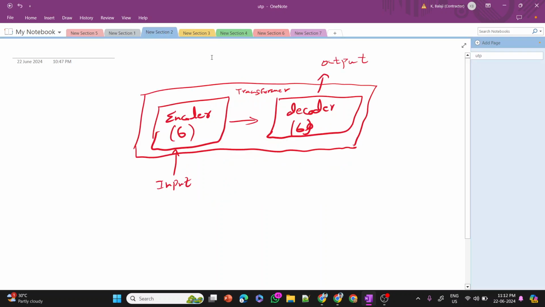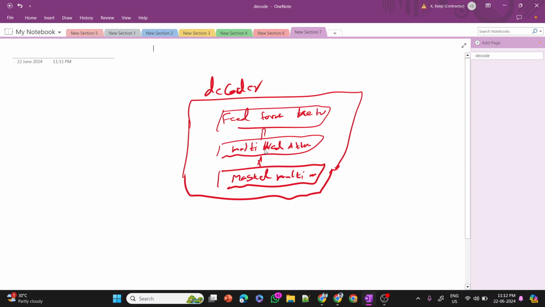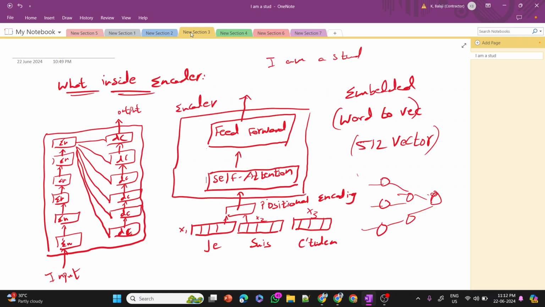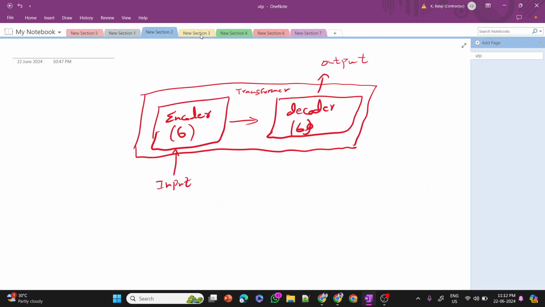In the encoder, the self attention is called multi attention, not self attention. The same thing is present inside a decoder, but masked self attention will be there. By doing this calculation, the transformer will understand the sentence and give the desired output. This is the overall architecture of the transformer.